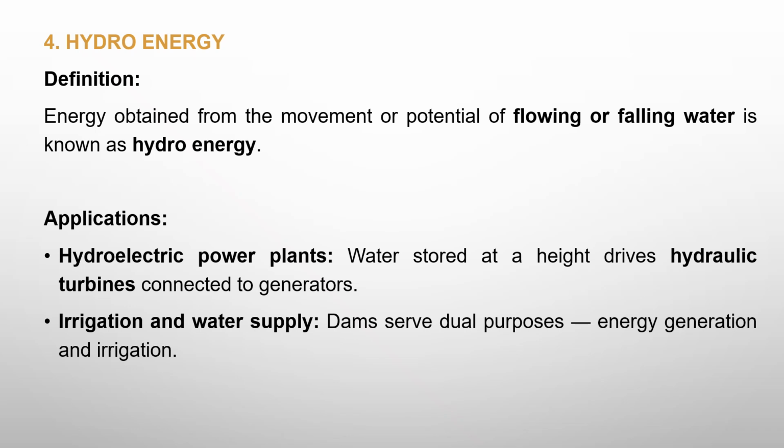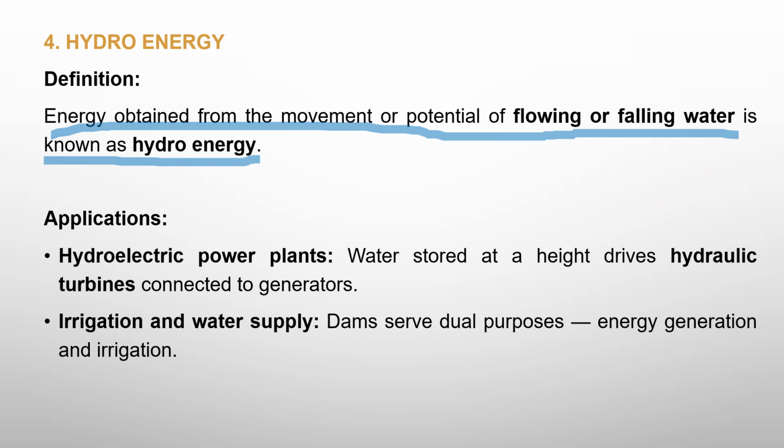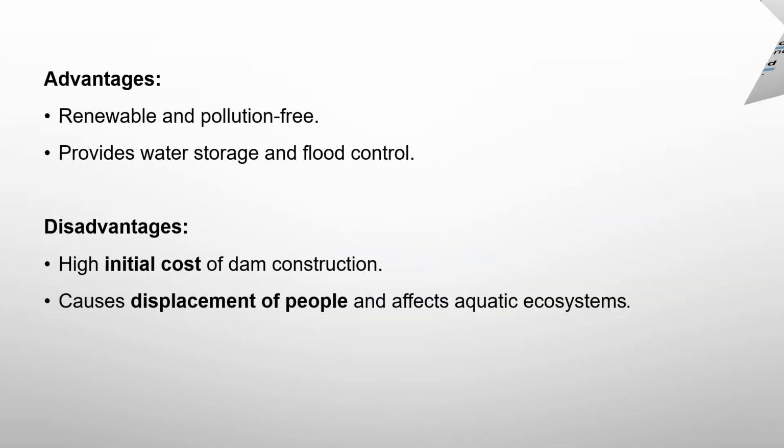Hydro energy, or water energy, is the energy obtained from the movement or potential of flowing or falling water. It means the water stored in the dam, and when the gates of the dam are opened, the water falls due to potential energy, or the change of level, and produces electrical energy. That is used in hydroelectric power plants, and also for irrigation, fishing and water supply purposes. It is a renewable source of energy.